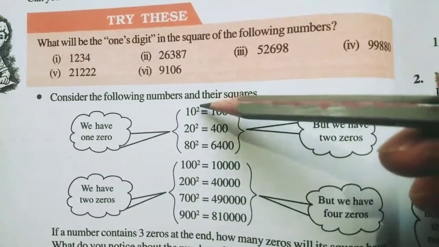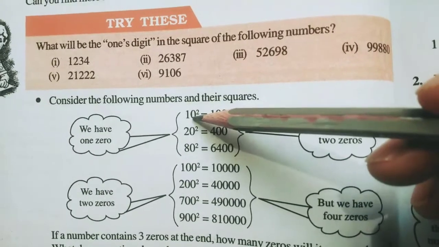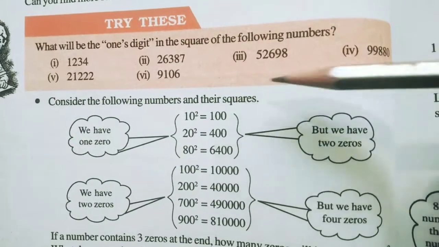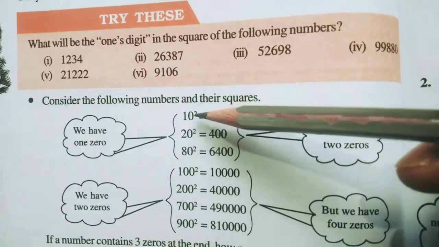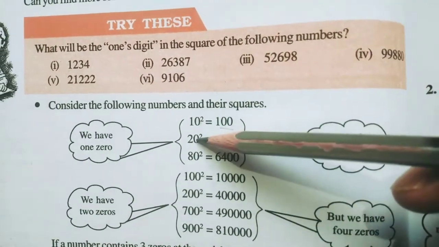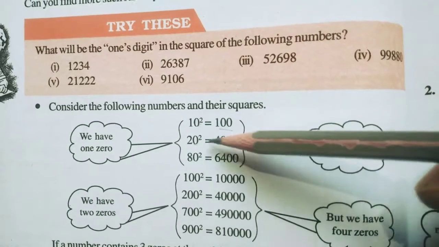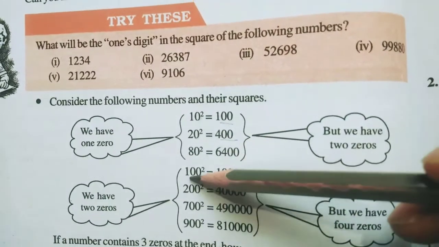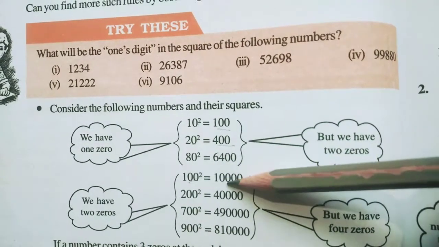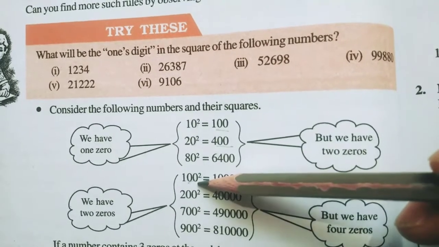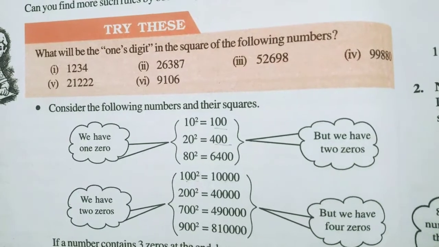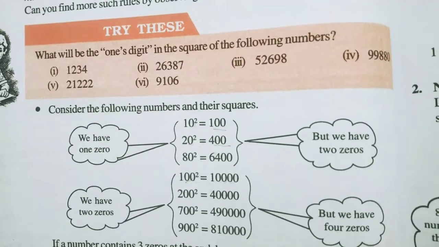If any number has 0 in the unit place, then the square of that number will have double the zeros. Suppose there is 10 here, when you square it, it will have 2 zeros. If there are 2 zeros, then when you square it, it will have 4 zeros. That means the number of zeros will double. So if there are 3 zeros in the number, then when you square it, it will have how many zeros? 3, 3, 3, like this, 9 zeros.